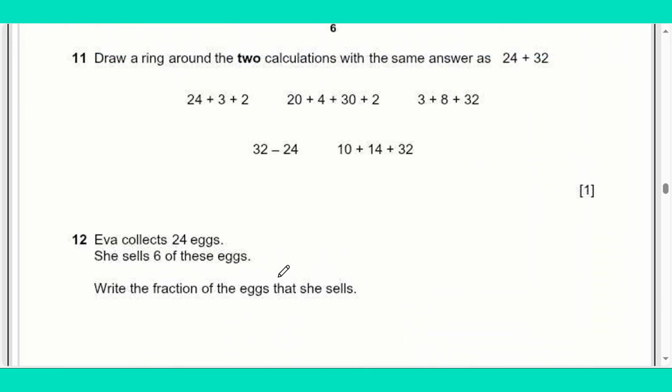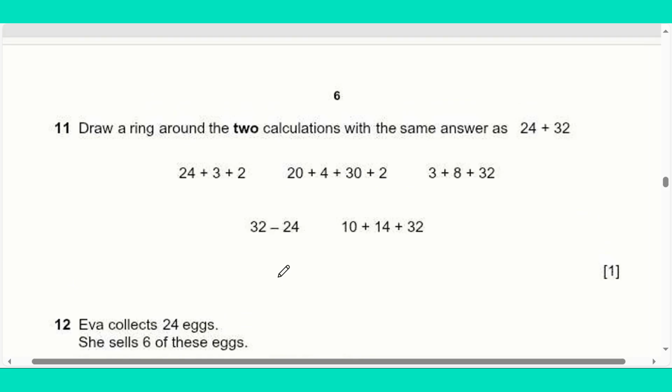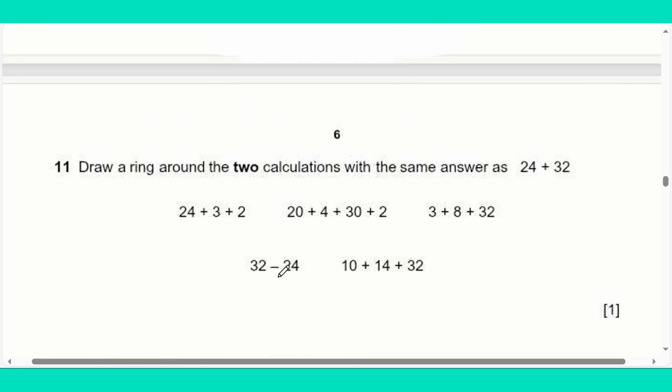Draw a ring around 2 calculations with the same answer as 24 plus 32. Okay children, 2 calculations. What's your answer? Come on, pause this video if you have not finished. Try on your own. So the answer for this will be this one, and the second one will be this one.